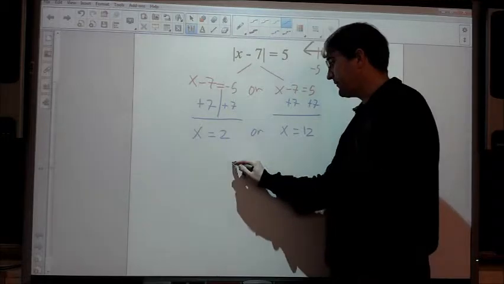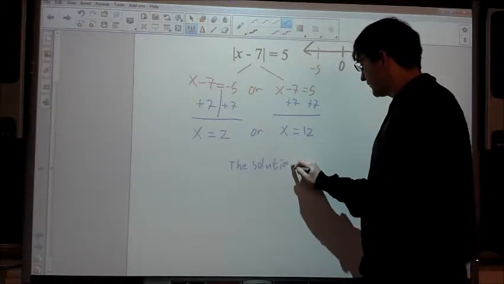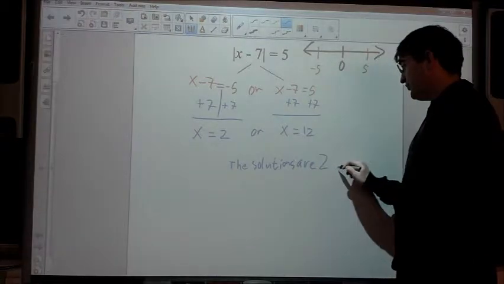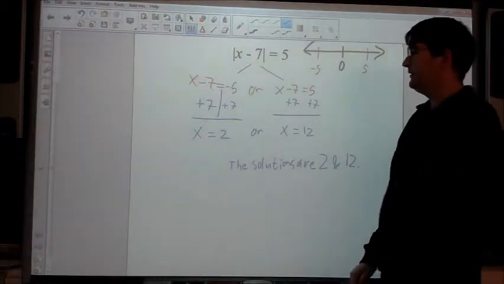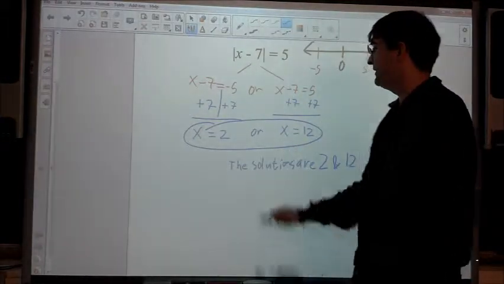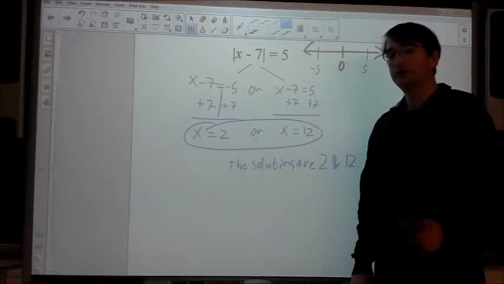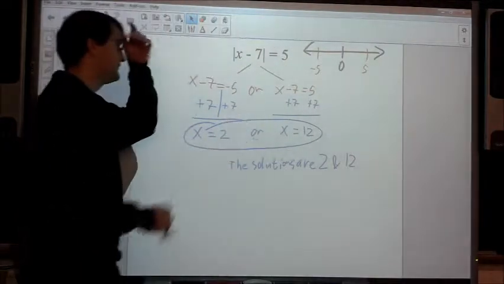You could say the solutions are 2 and 12, that's okay. But it might be better to just go with this, since that's probably where you're going to end up. Just make sure that you include that or. Alright, that was a fairly straightforward problem.